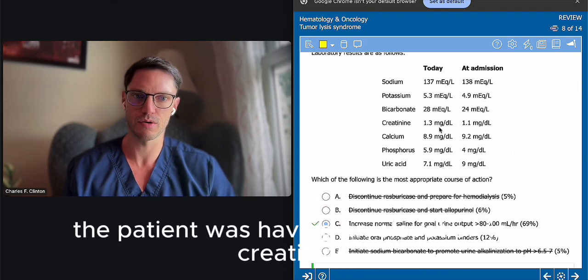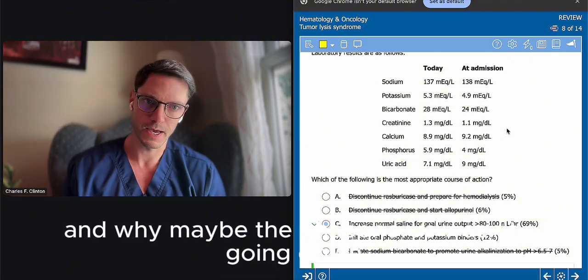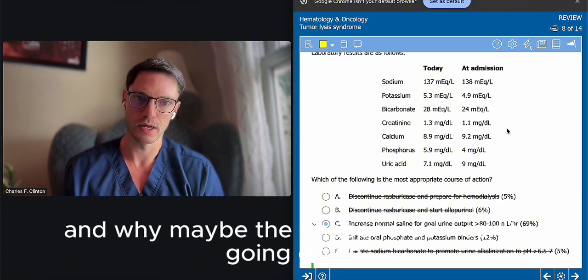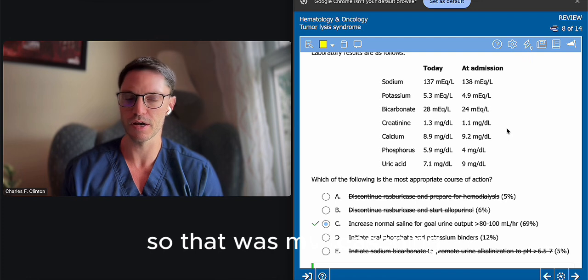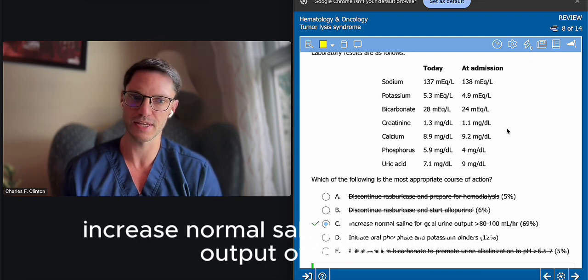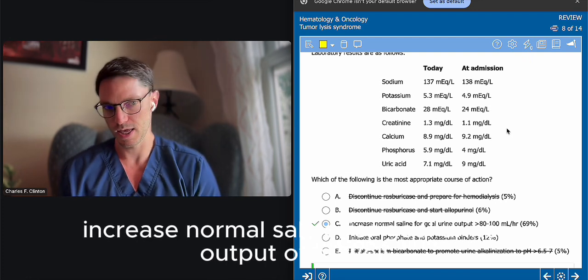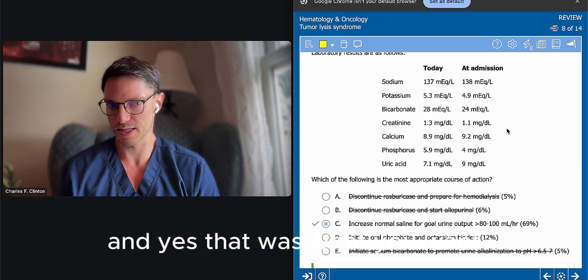The patient was having an elevation in creatinine from 1.1 to 1.3, and why maybe the phosphorus wasn't going down. And yeah, explain several things. So that was my reasoning. And I thought the right answer was increased normal saline for a goal urine output between 80 and 100 mLs per hour. And yes, that was what you want.